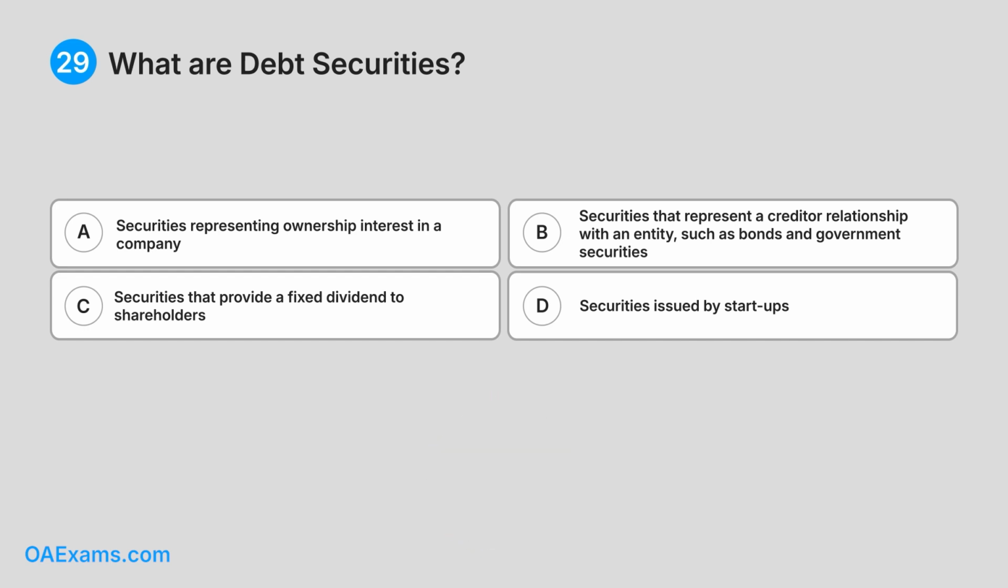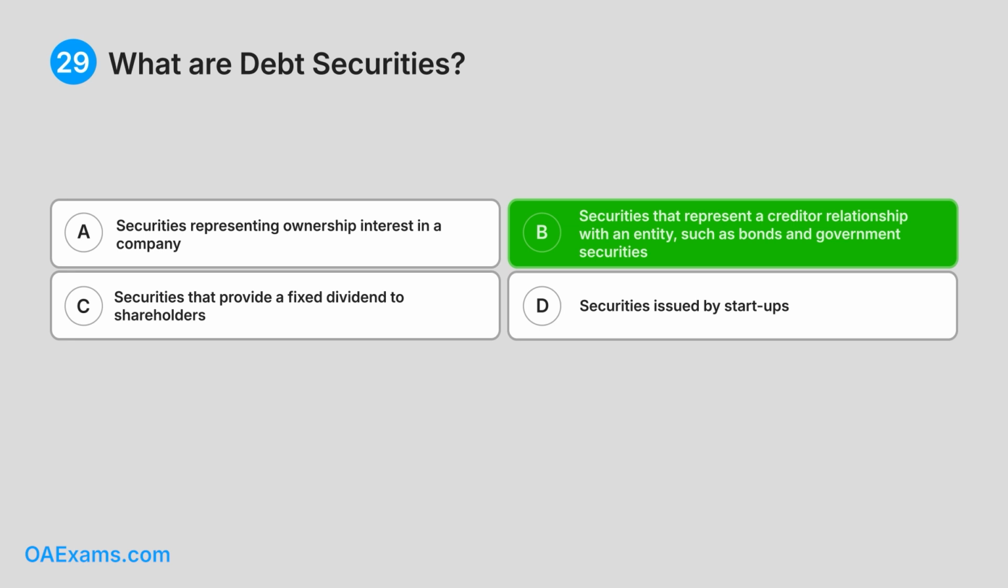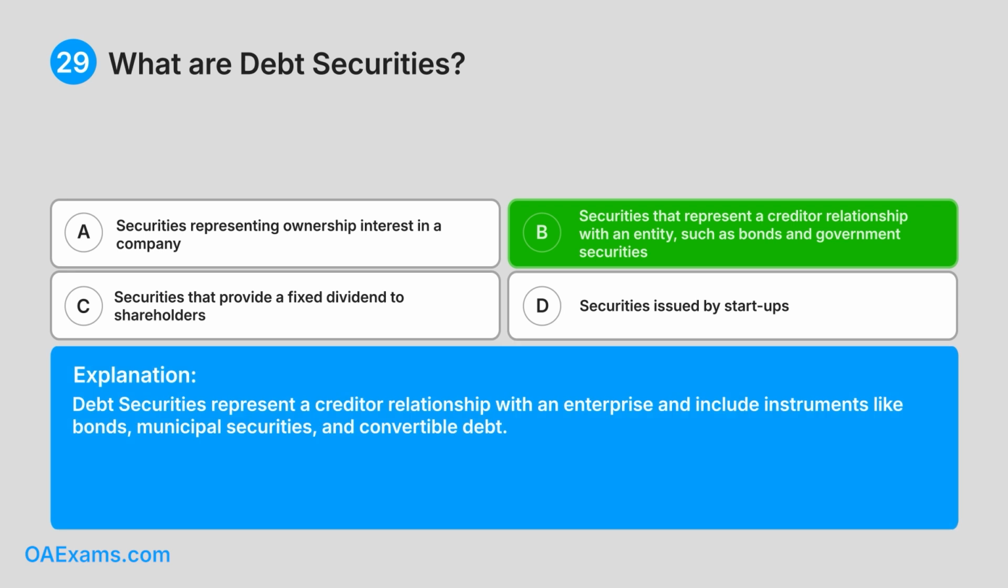Correct answer. B. Securities that represent a creditor relationship with an entity, such as bonds and government securities. Explanation. Debt securities represent a creditor relationship with an enterprise and include instruments like bonds, municipal securities, and convertible debt.